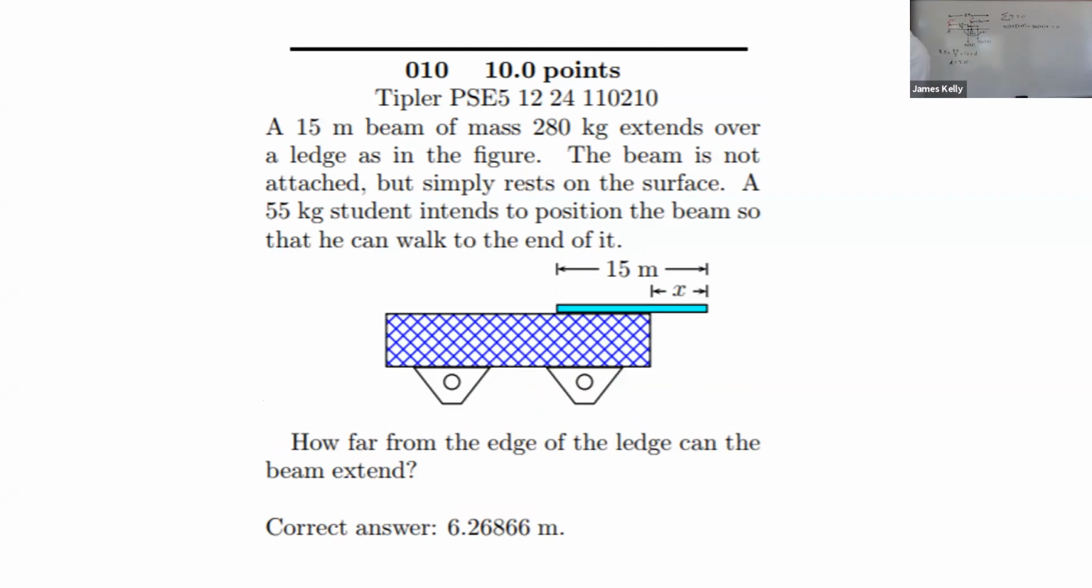In other words, they want to project it out as far as they can and still with their mass stand on the end and have it just barely not tip over, right? They want to be able to get out as far as they can. This is a huge thing, right? 15 meters there. So here the idea is, again, we have a potential tipping point in the middle that we don't want to tip.